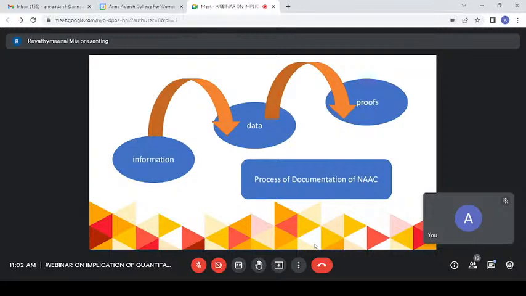So the repeats need to be avoided and exact data needs to be provided. With proofs needs to be provided, then and then it gets counted. This is the big thing.